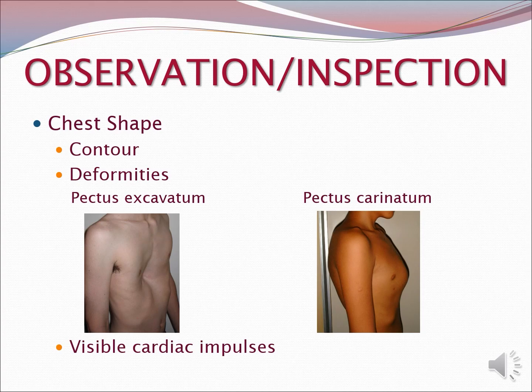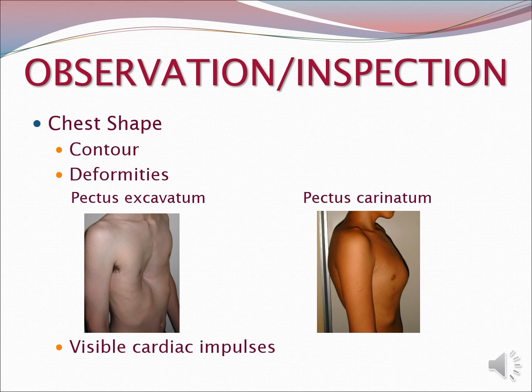A hyperdynamic left ventricular impulse associated with severe aortic or mitral regurgitation is frequently visible and can cause occasional shaking of the entire precordium. In patients with severe dilated congestive cardiomyopathy, a double impulse may be visible over the apical region. Cardiac pulsations that are visible lateral to the left midclavicular line usually suggest cardiac enlargement.